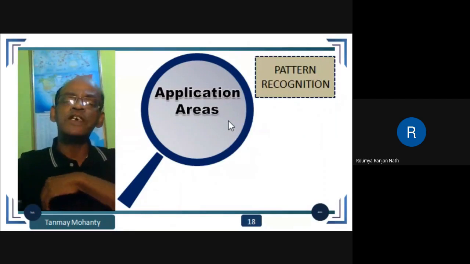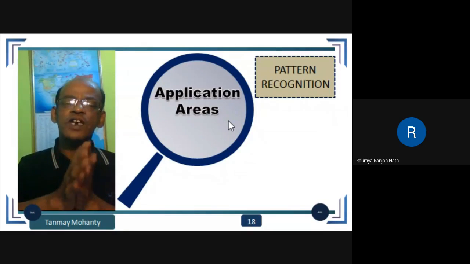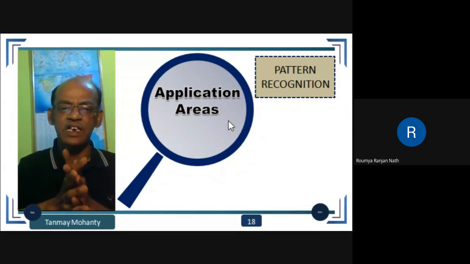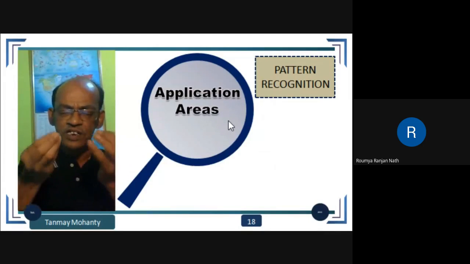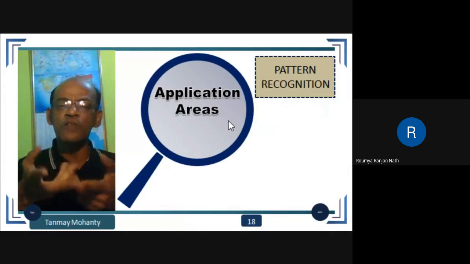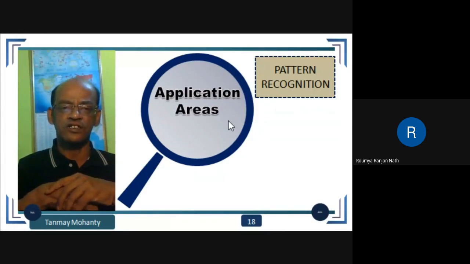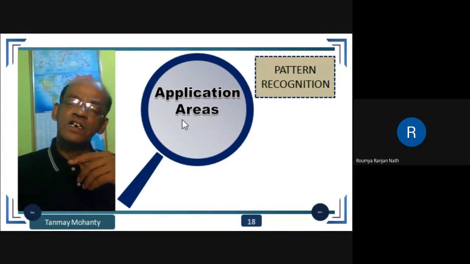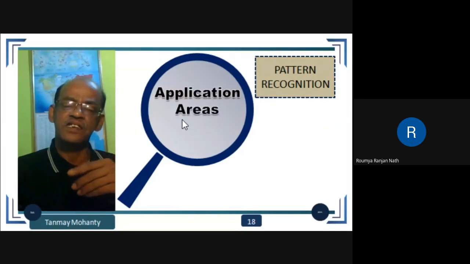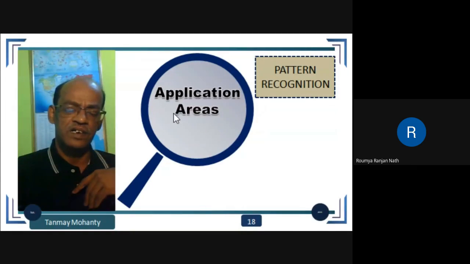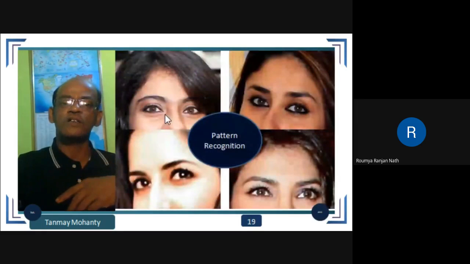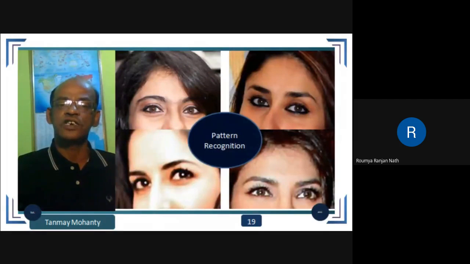What are the application areas of artificial neural networks? Many. We shall be taking some simple subsets of application areas. One is pattern recognition. Pattern recognition in artificial intelligence is of quite significant use. One of the examples that we see here.